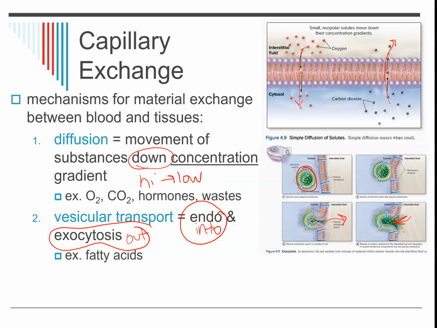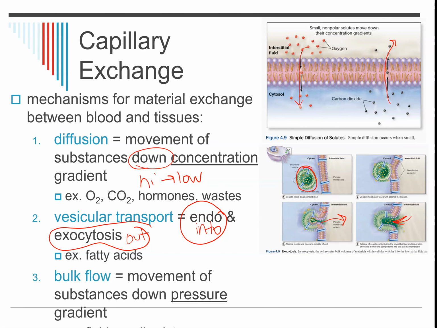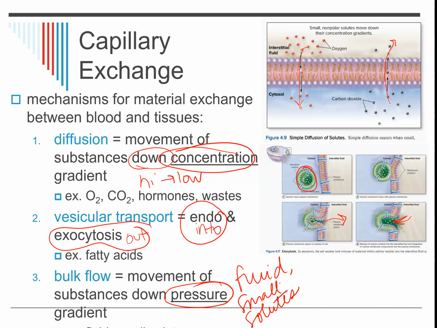And fatty acids are oftentimes transported this way because they're such long molecules. The other example of capillary exchange is bulk flow, and that's what we're going to focus on here in this chapter. So this is the movement of substances down a pressure gradient, not the concentration gradient that you are more familiar with. And examples here are fluid and small solutes. So those are a couple different examples.